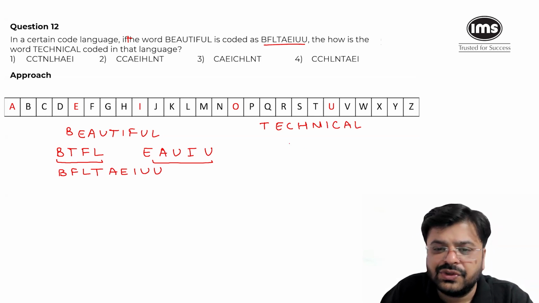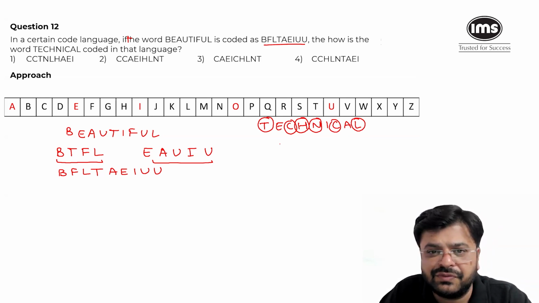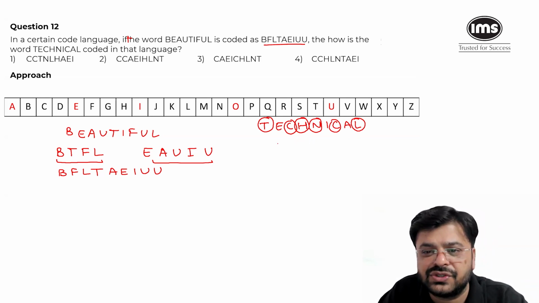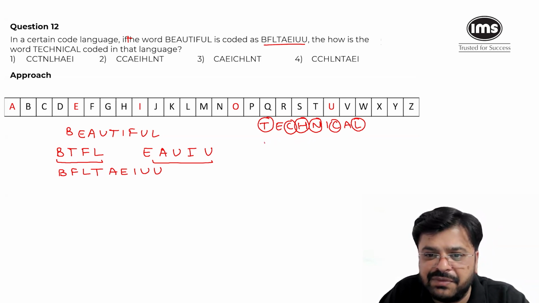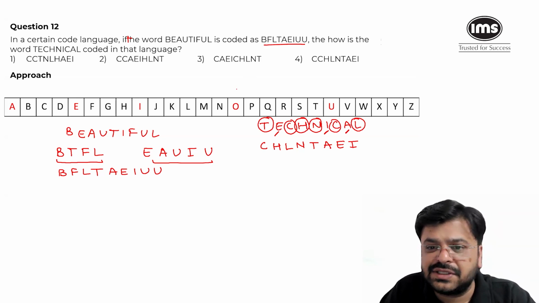Technical. So here we have consonants T, C, H, N, C, N. Okay. So we will write these consonants in alphabetical order. So it would be C, C, H, N, N, T. And then we have 3 vowels, which will be written in order E, I, A. So the right answer here is option 4.